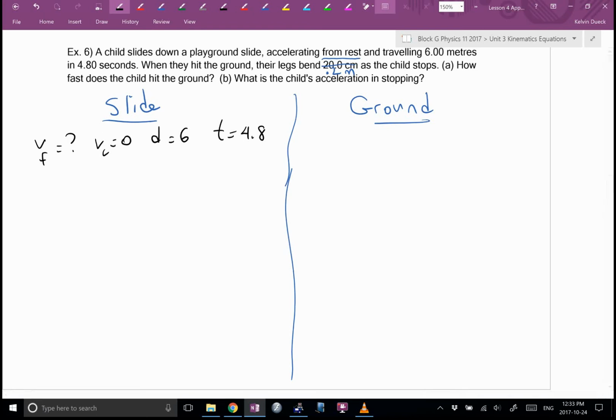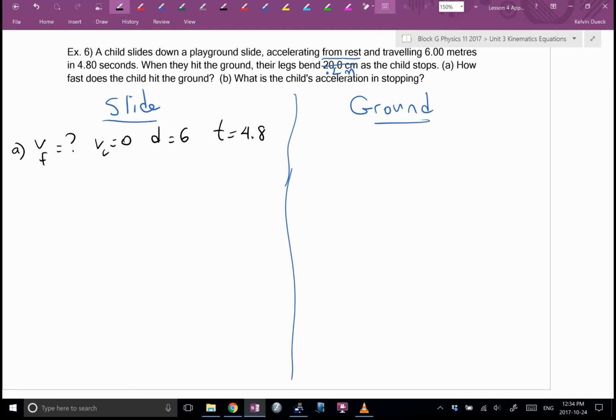How many things have I written down? 3. I can find the fourth. I'm looking for an equation that has a VI, and just like that, this now has become part A. So I'll put a little part A there, because I can solve this. I got a VF, a VI, a D, and a T. There's only one equation that works for.